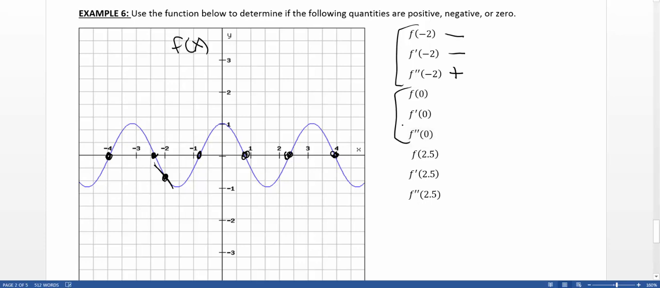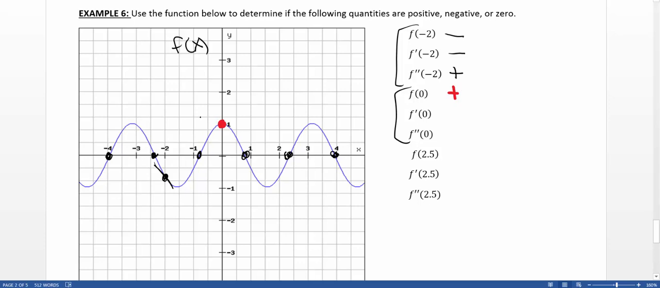So now we're going to move on to see what's happening at x equals 0. So at x equals 0, we're going to be up here at this point right up here, right about 1. So f of 0 is asking about the y value when x equals 0. The y value is going to be positive 1. It's above the x-axis, so that value is going to be positive.